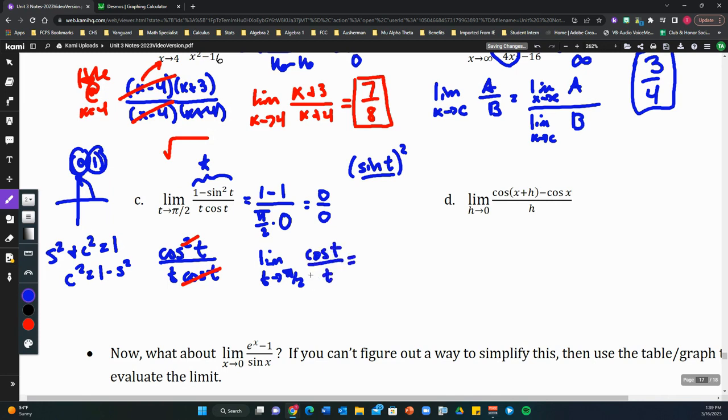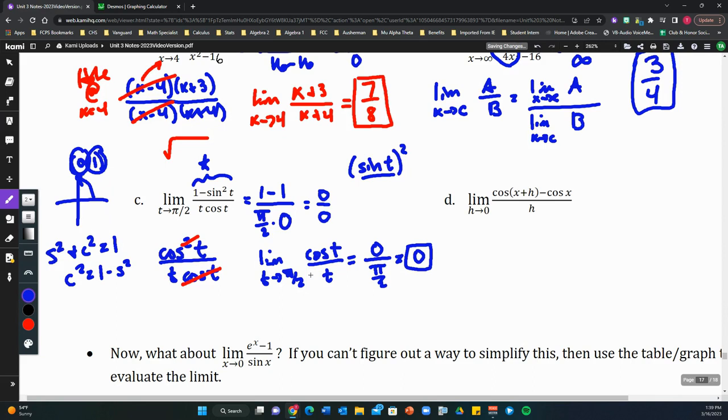So when I substitute that in, cosine of pi over 2 is 0. T on bottom is pi over 2. So 0 divided by any non-zero number is automatically 0. So I don't need to worry about flipping anything or anything crazy like that. So that is our limit. Have to use our trig identities.